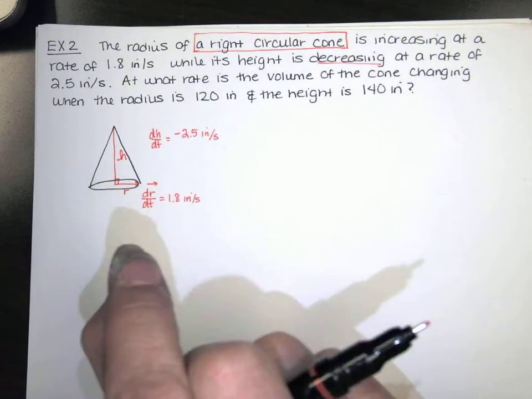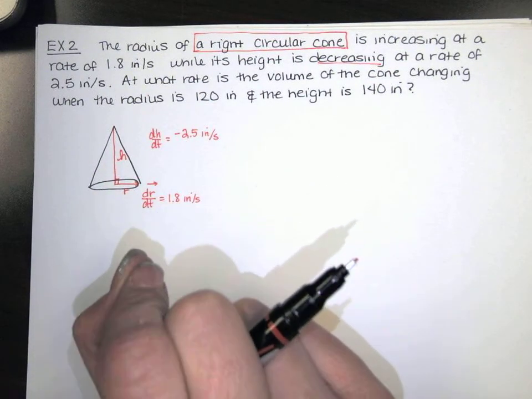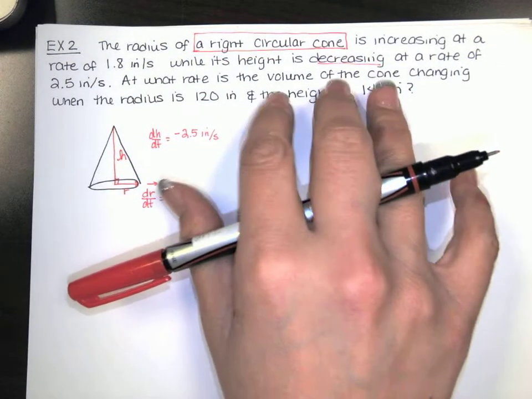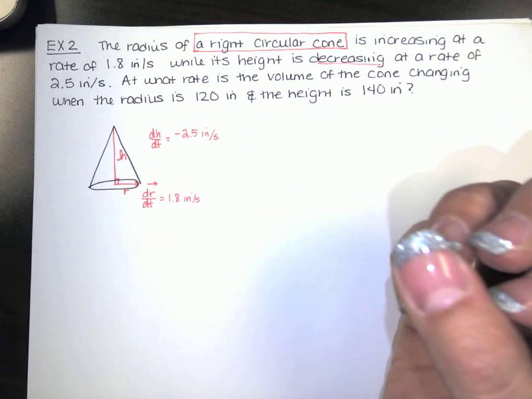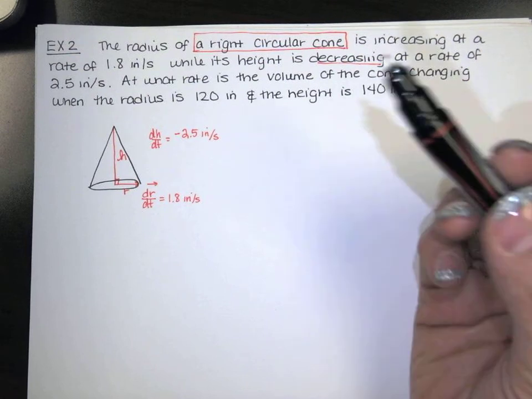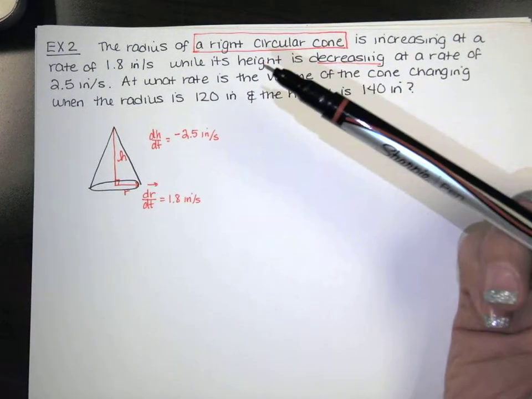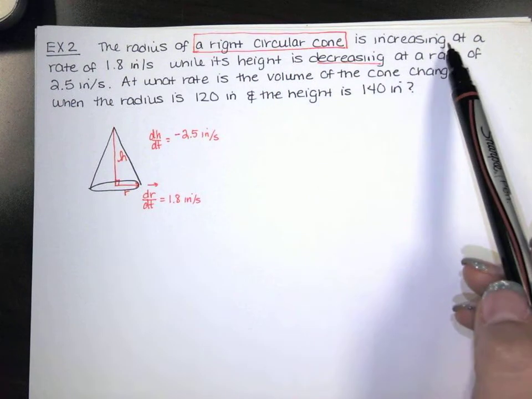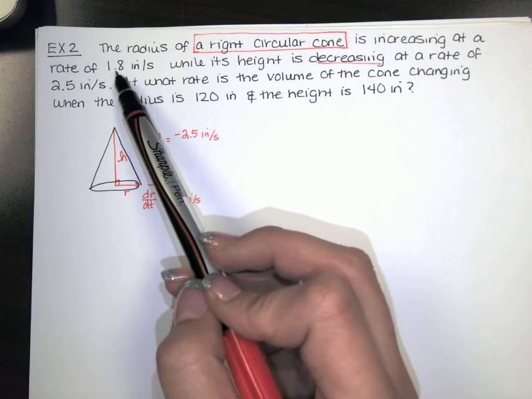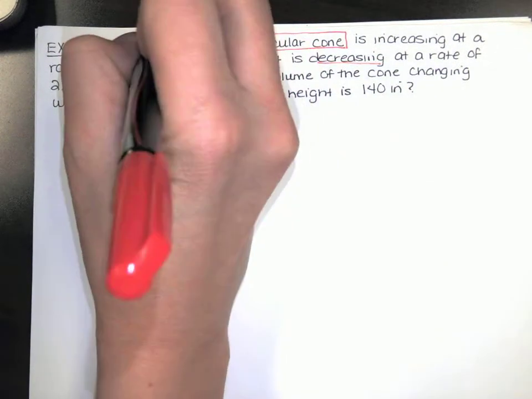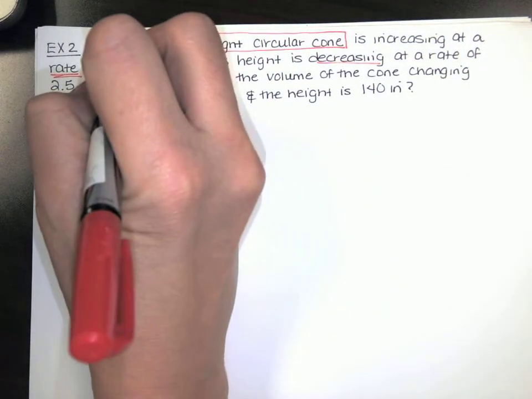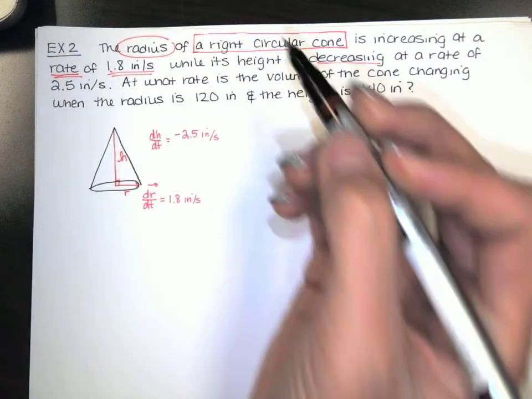Now, whenever they start talking about rates, then you know that they're giving you derivatives. So we have to translate the English sentences that are written here into something that looks like a formula, some relationship between variables. This says the radius of a right circular cone is increasing at this rate of 1.8 inches per second. So it says the radius is increasing at a rate of 1.8 inches per second.